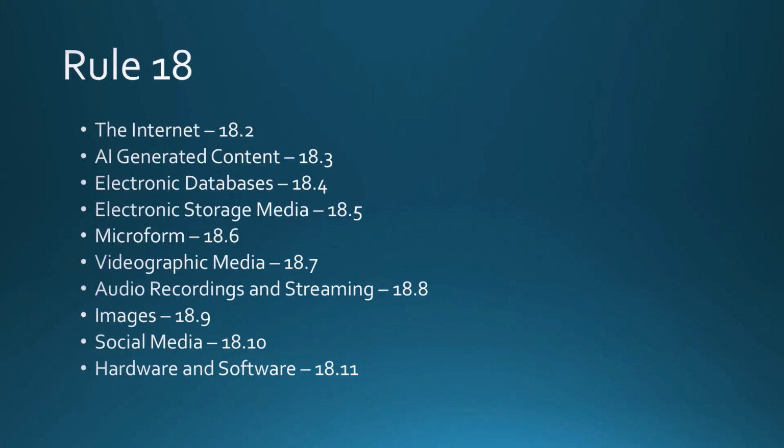Rule 18 covers a number of online sources and has changed with the 22nd edition of the Bluebook. The addition of new rules means that they have been renumbered. In addition to the Internet, electronic databases, and microform, it covers AI-generated content, social media, and hardware and software. Some of the names of the rules, like electronic storage media, videographic media, audio recordings and streaming, and images, have been renamed. In this video, we will focus on the Internet and AI-generated content. If you need help with other forms of online sources, you can always contact the Research Center.